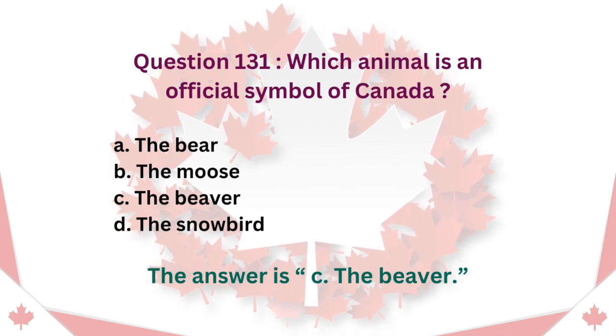Question 131. Which animal is an official symbol of Canada? A. The bear. B. The moose. C. The beaver. D. The snowbird. The answer is C. The beaver.